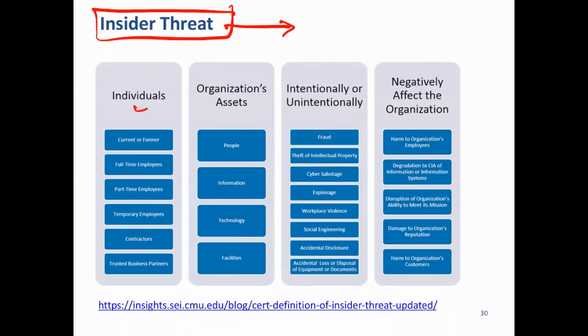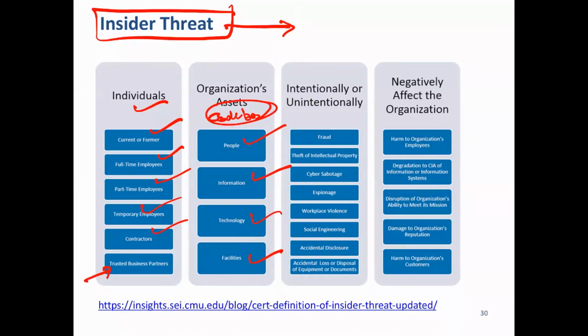So it could be individuals like your current employees or past employees, full-time employees, part-time employees, temporary workers, contractors, or trusted business partners, because no business operates on its own. It has a lot of partners, and they are also given access to the organization, so they can also pass information. What are the assets of an organization? The people, the knowledge of the people, then information, technology, facilities. For example, for Google, it's not only the employees but the code base.